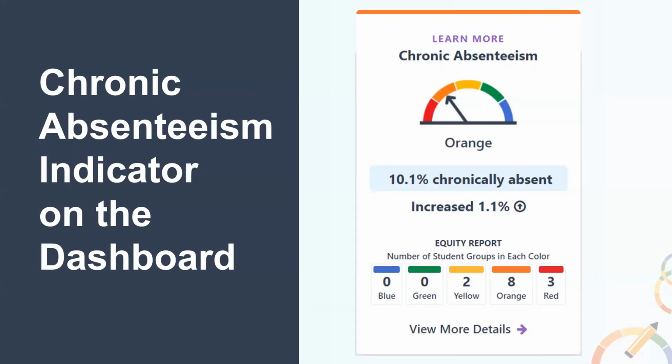The gauge shows 5 different performance levels: red, orange, yellow, green, and blue. This card is showing an orange performance level or color, with the gauge pointing to the orange section and the word orange under the gauge.